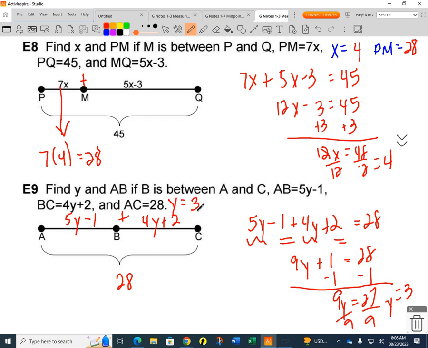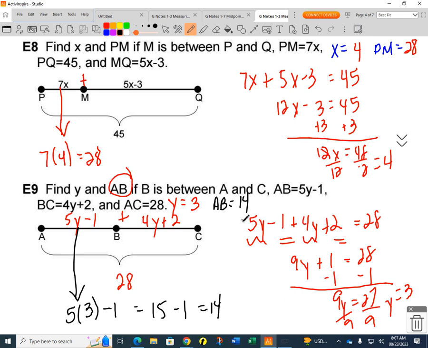Sometimes they don't ask you to find the value of the variable, but the only way to find the lengths of these segments usually is to find the value of the variable. Not always, but usually. Now we know that y is 3, and they want us to find AB. This is the expression that represents AB, so we plug 3 in for y. 5 times 3 minus 1 is 15 minus 1, which is 14. So AB is 14 units long. That is the length of AB.